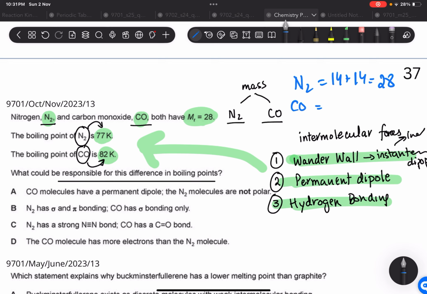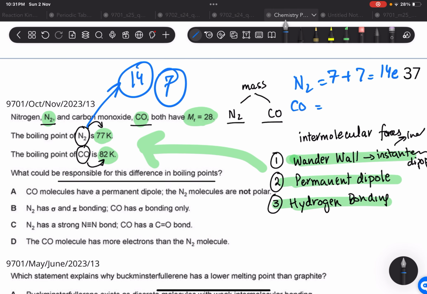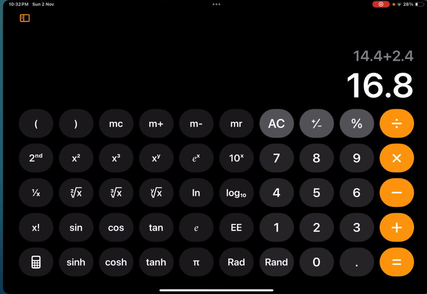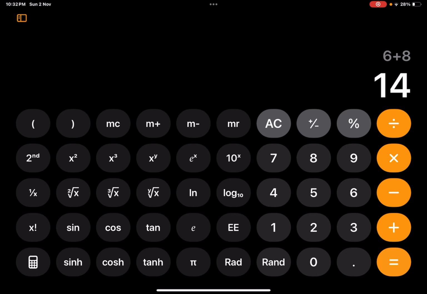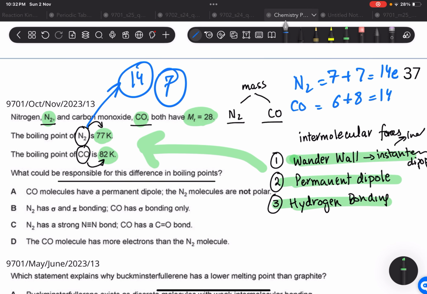And my carbon monoxide, carbon has how many electrons? Sorry, we're dealing with electrons, not the mass. 7 electrons plus 7 electrons. We have how many electrons here? 14 electrons, 7 for one nitrogen. The mass of nitrogen is 14, but the atomic number is 7. For carbon monoxide, it's going to be 6 plus 8, which is again 14.